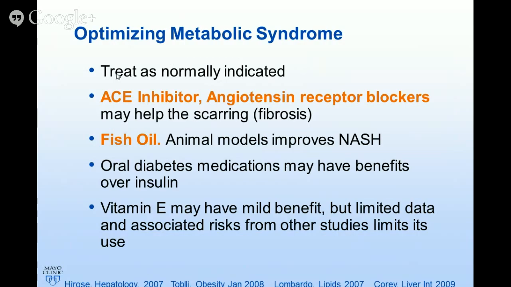You also need to optimize that metabolic syndrome. So again, that's diabetes. You would treat that as you normally would. High blood pressure, you might want to consider certain types of blood pressure medicines.